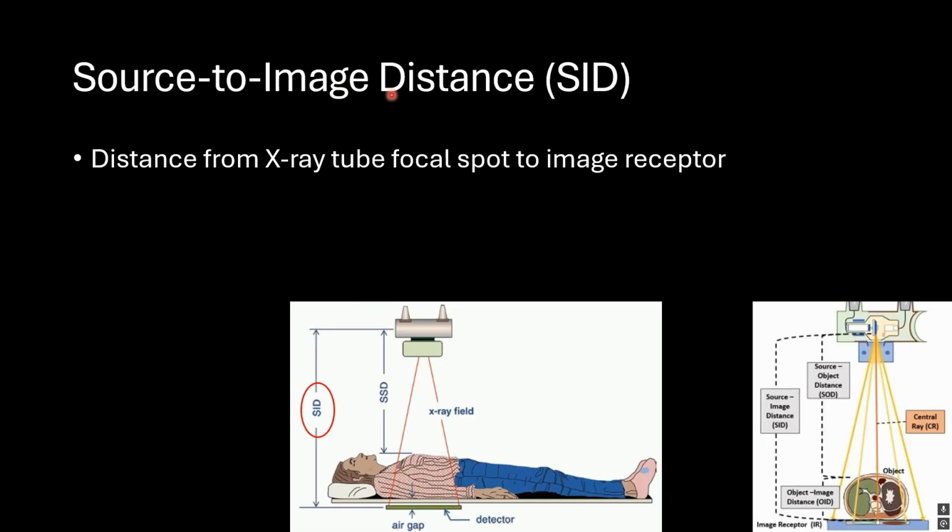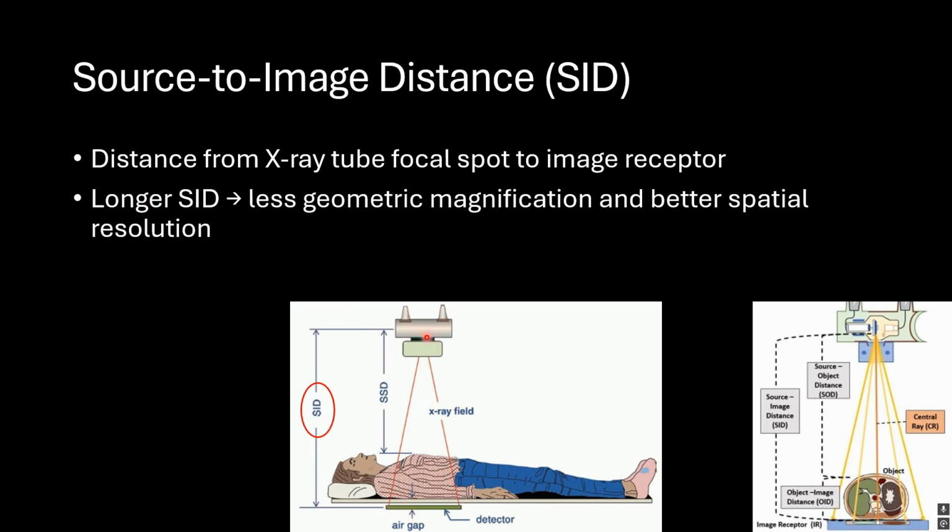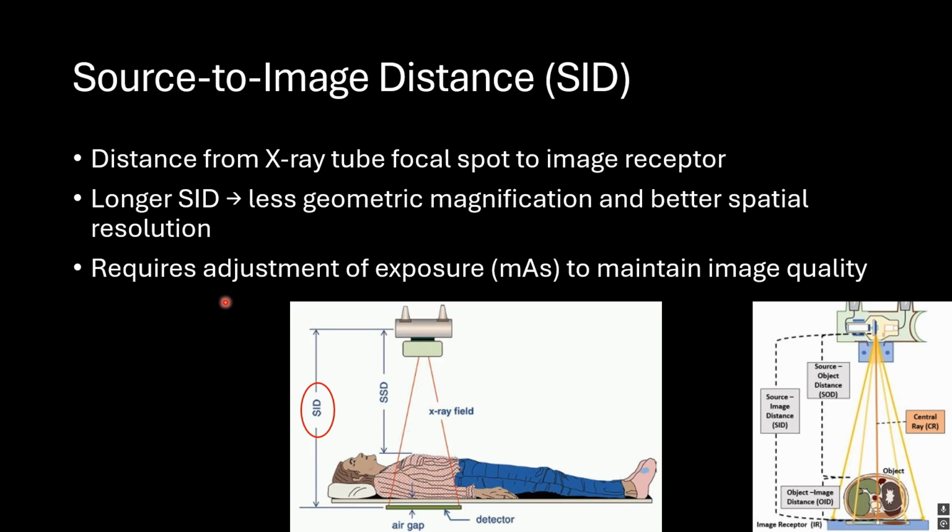Now let's move to the source to image distance, or SID. It's the distance from the X-ray tube focal spot to the image receptor. So it's the distance from here, from the focal spot to the image receptor or image detector. When we have a longer SID, I mean if we move the tube away, we'll have less geometric magnification, and therefore better spatial resolution. It requires adjustment of exposure, mAs or kVp, to maintain image quality. As we move the tube away from the patient, fewer photons will reach the detector. In this case, we need to compensate for that by increasing the mAs or kVp.